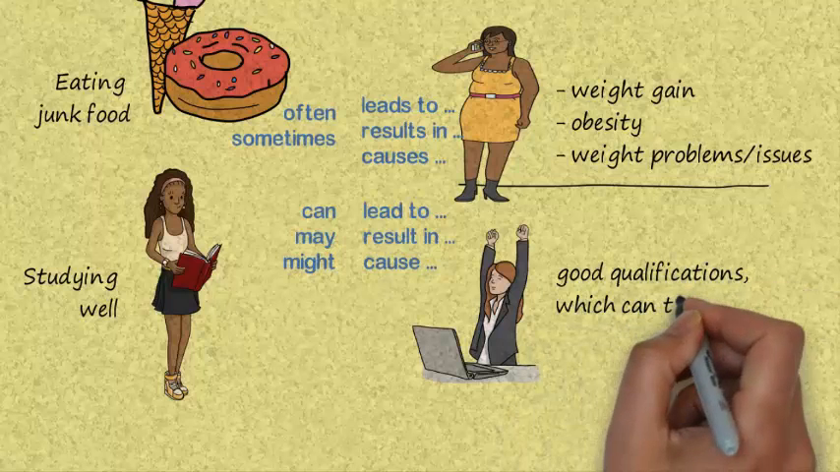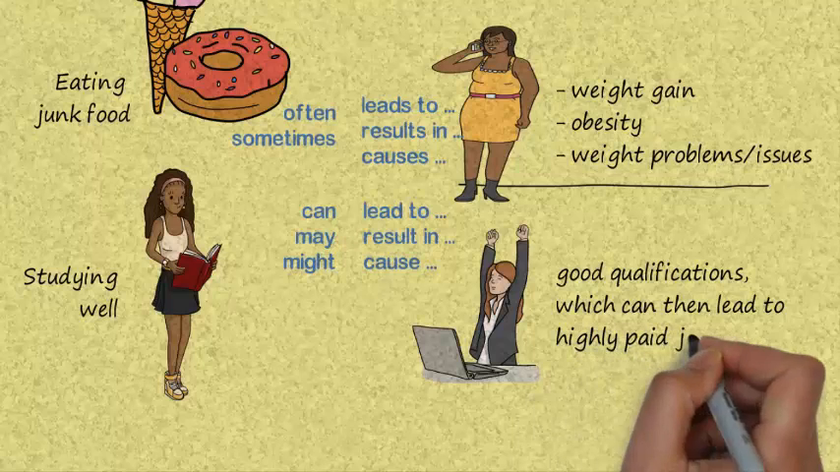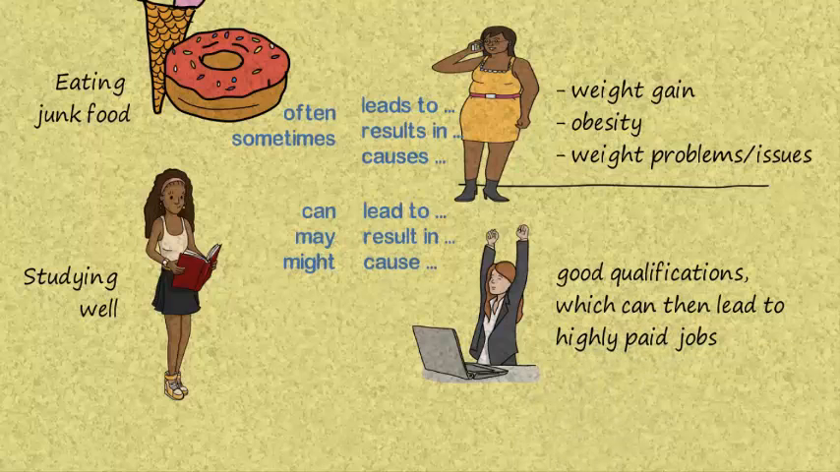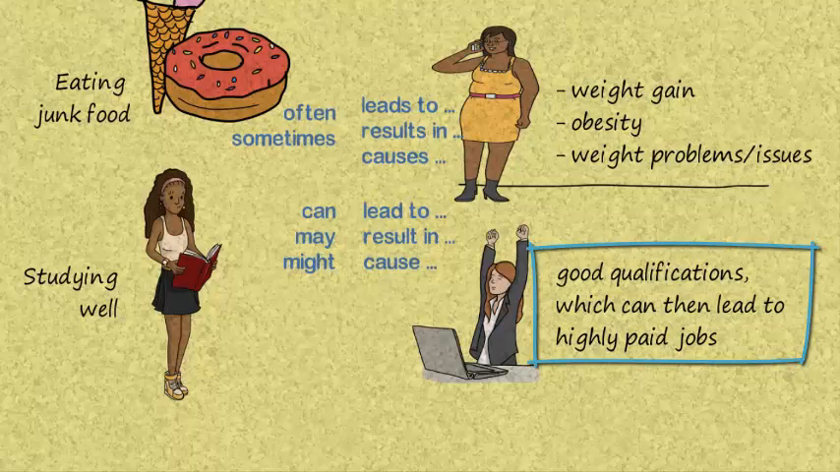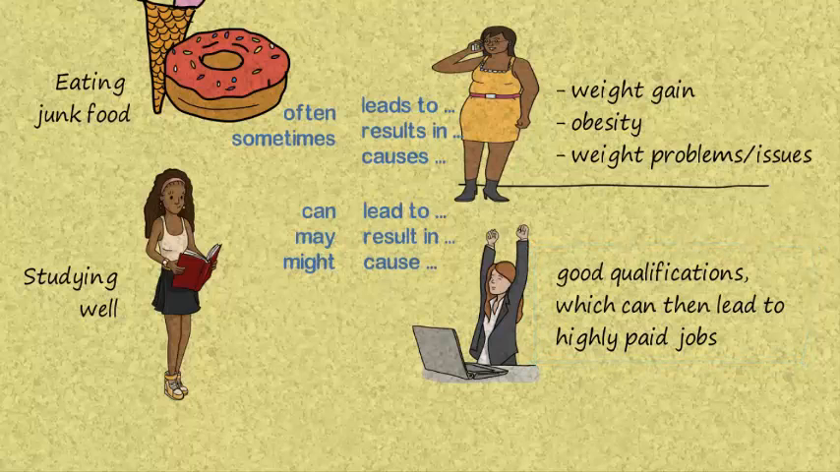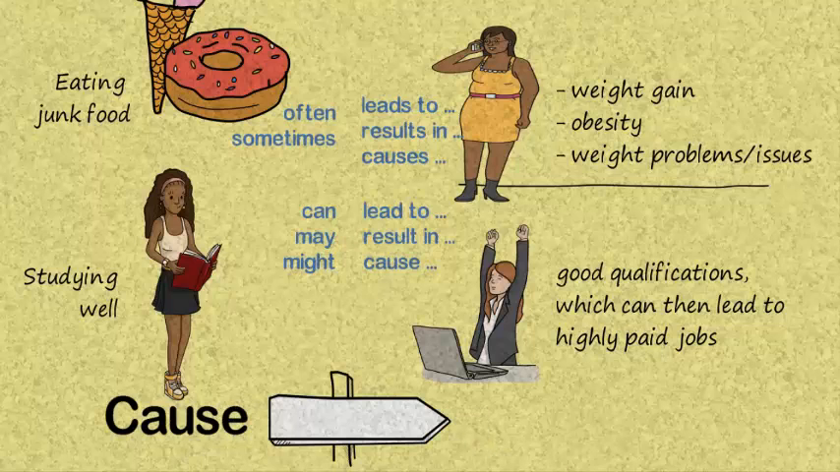Now, we're just giving you an example here of a very high level result, where we actually use the cause and effect language again. So we might say something like this: studying well can lead to good qualifications, which can then lead to highly paid jobs. So we've got two good effects there, the good qualifications and then the highly paid jobs. So that would be a very high level example of how to use cause and effect language there. So we need to notice the pattern, that we're starting with the cause and then we're finishing with an effect or a result in both those examples there.